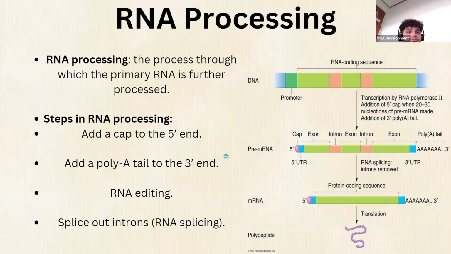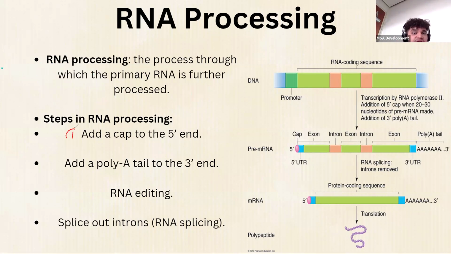So, RNA processing. It is the process through which the primary RNA is further processed. What did I tell you? The RNA we produce in eukaryotes needs to be further processed in order to be translated. In prokaryotes, the mRNA that's transcribed gets translated right out. Okay? Remember that.